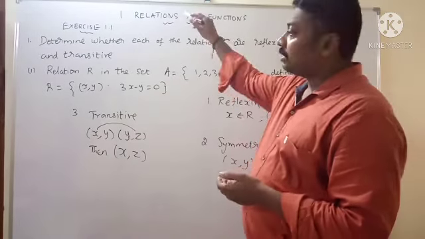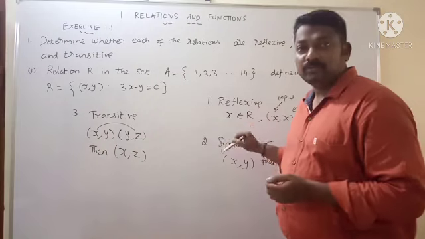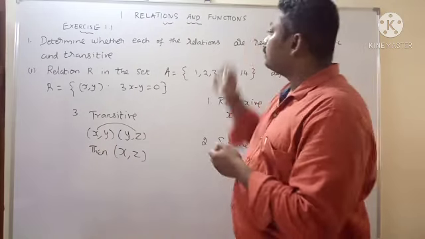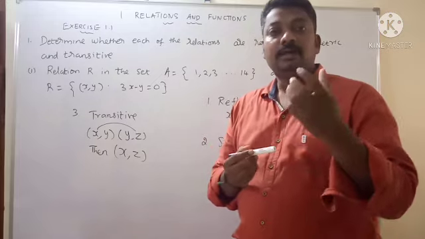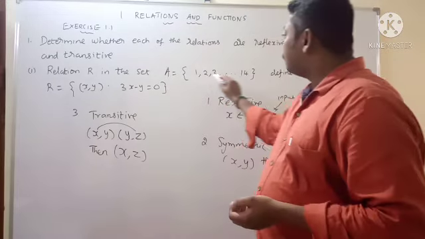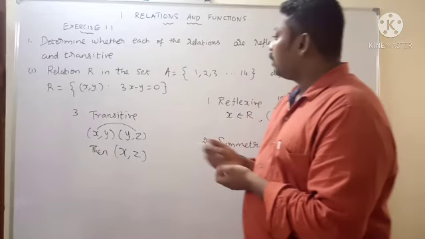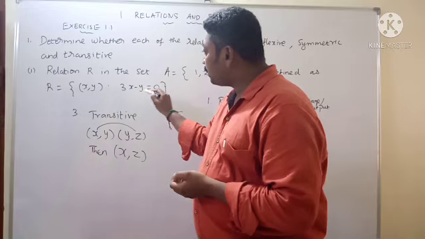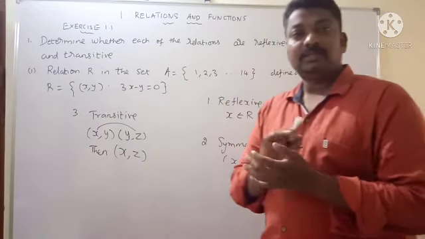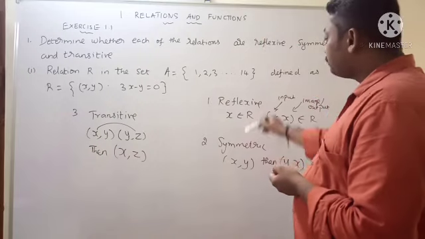There are three types of relation: reflexive, symmetric and transitive. So we will come to this. And a function is a relation between sets. A is a given set and 1 to 14 are the elements. What is the function given? 3x minus y equal to 0. So this is the function. Fine, so we have three types of relation.